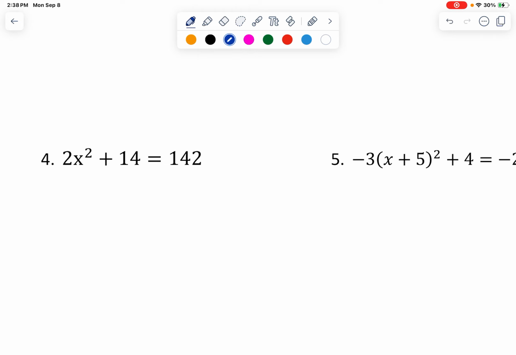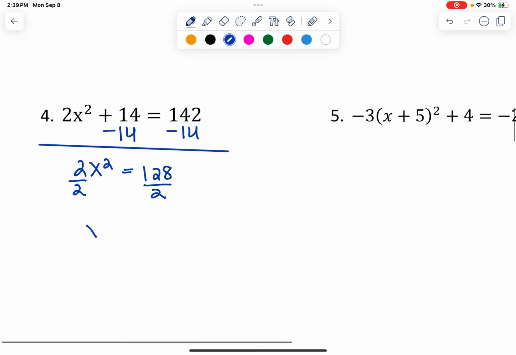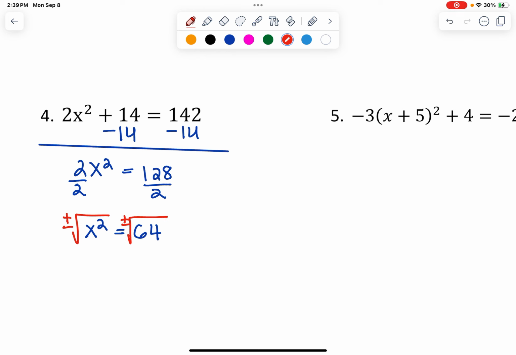This one right here, I only see an x squared, so I'm going to solve by square rooting. I'm going to get x squared by itself first. Subtract 14 from both sides. 2x squared is equal to, that's 8, 3, no, that's bad math, 2, 1, 128. All right, now I can divide both sides by 2. Can't square root yet, right? So we have x squared is equal to, 2 goes into 12 6 times, 2 goes into 8 4 times, that's 64. And now I can finally square root to solve. And I have x is equal to positive and negative. The square root of 64 is 8. And there's your 2 solutions.